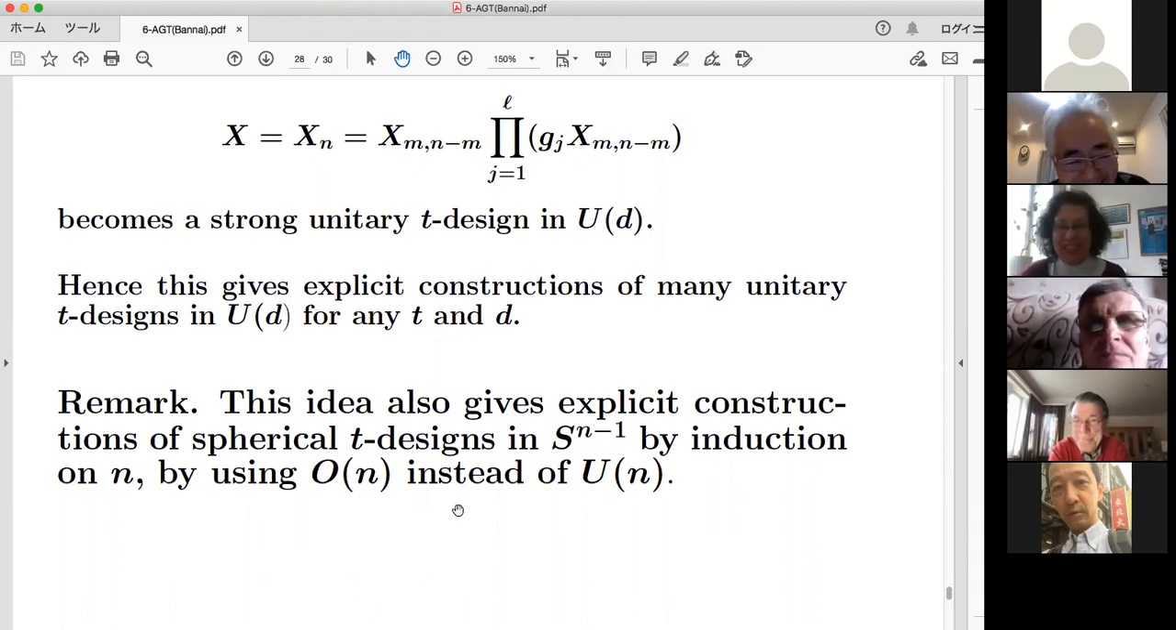Yeah, difficult. I really don't know. But I'm pretty sure that this has many applications, and many people in physics want explicit constructions. It is usually very difficult to explicitly construct exact unitary designs, and usually they are satisfied with approximate designs, but an explicit one will help very much. Right, exactly. Okay, thank you very much.